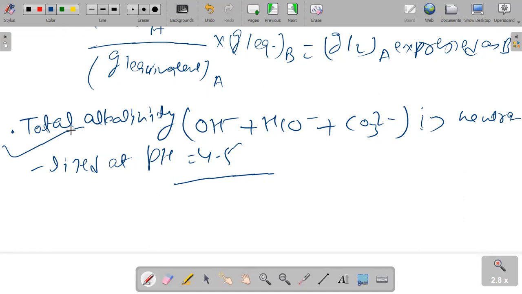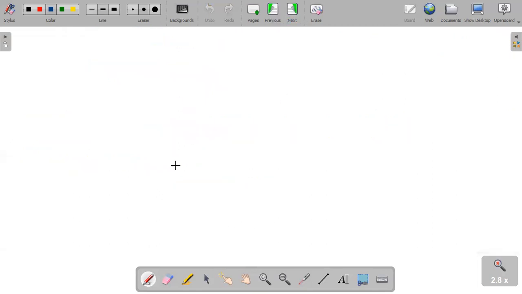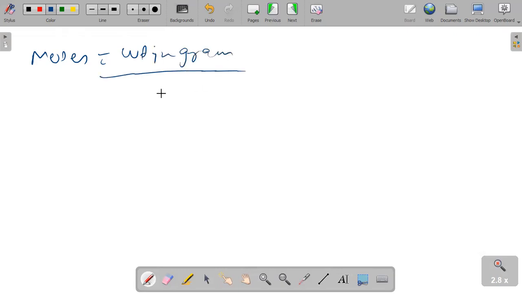So this is it. This is all about alkalinity. And one more thing, some kind of table. Let's discuss it on the next page. Before we draw the table, remember that mole is equal to weight in gram upon molecular mass. You guys know it. So let's discuss that table.